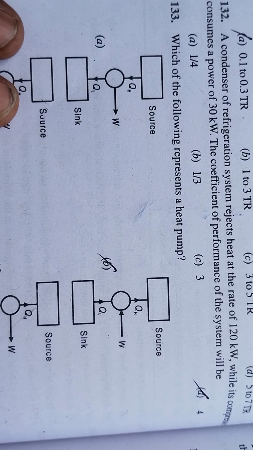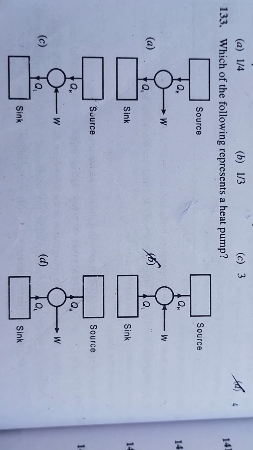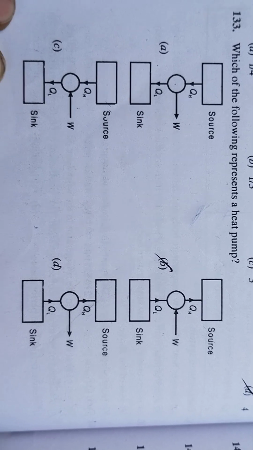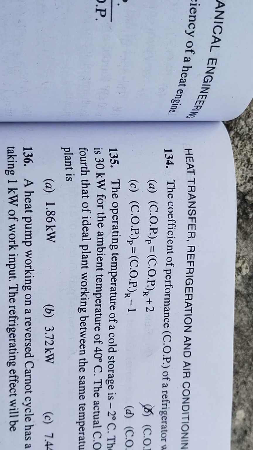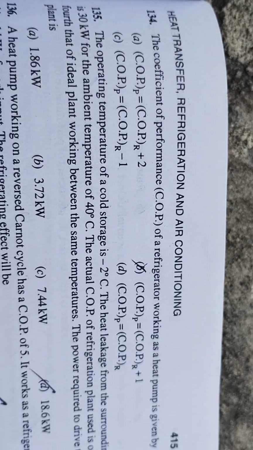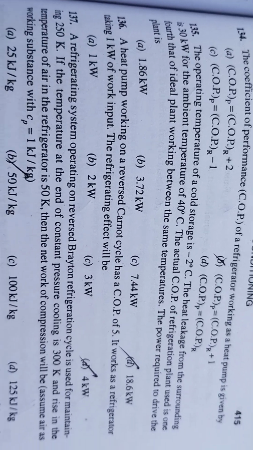Consider which of the following represents a heat pump: this is the QH, QL, and the source takes work. The coefficient of performance of a refrigerator working as a heat pump is given by COP of P equals COP of R plus 1.